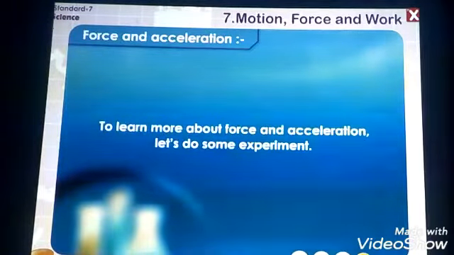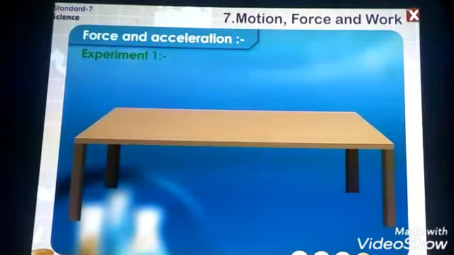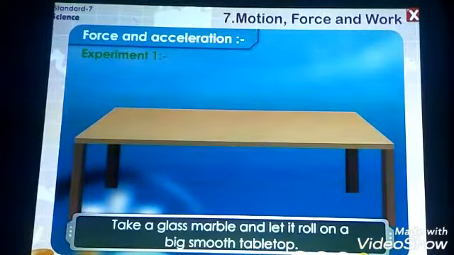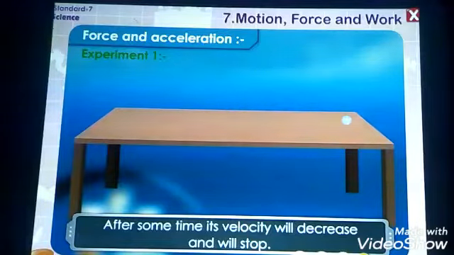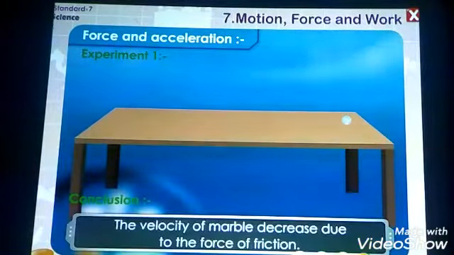Therefore, force and acceleration. To learn more about force and acceleration, let's do some experiments. Take a glass marble and let it roll on a big smooth table. After some time, its velocity will decrease and it will stop. Conclusion: the velocity of a marble decreases due to the force of friction.